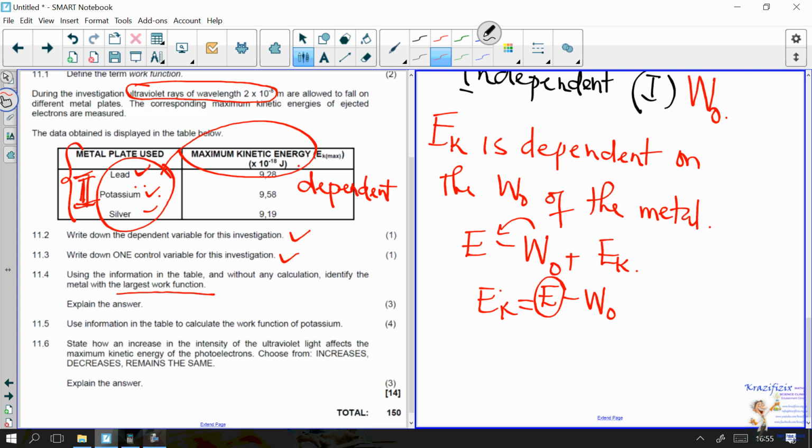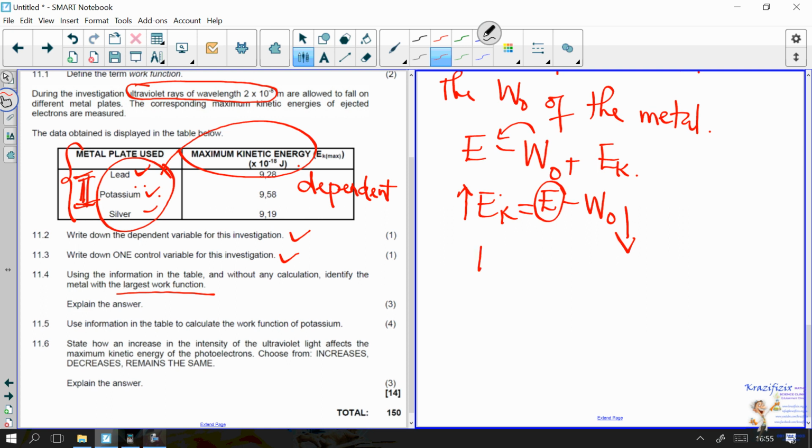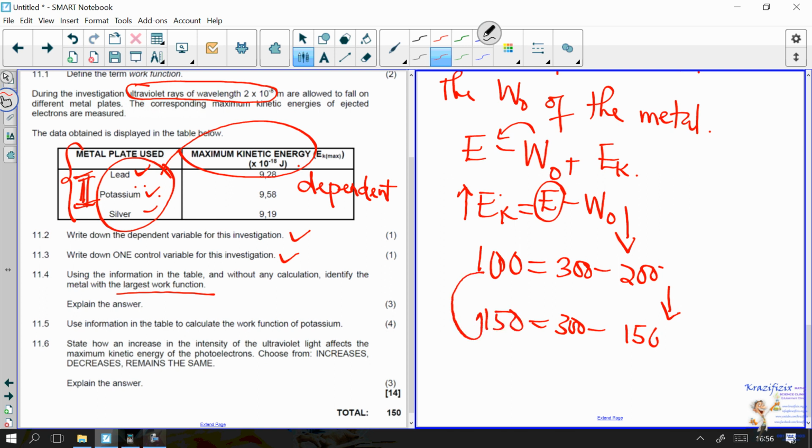For kinetic energy to be high, this value must be low. Check this. If 300 minus 200 equals 100, and I decrease this value to 150, what is my answer going to be? 150. Do you see this one now increased from 100 to 150? Which means EK is inversely proportional to work function.